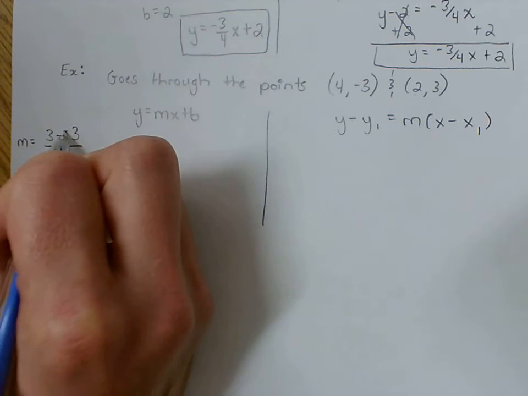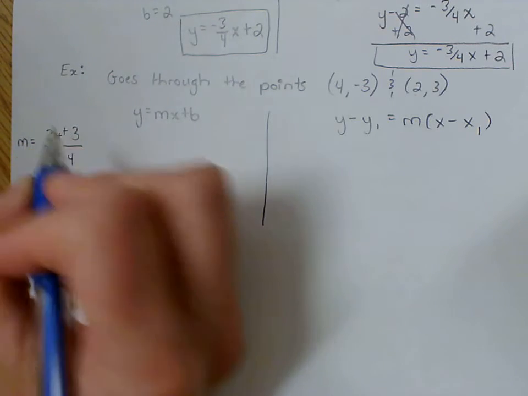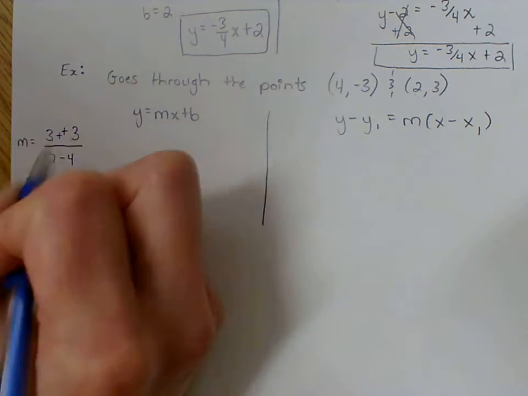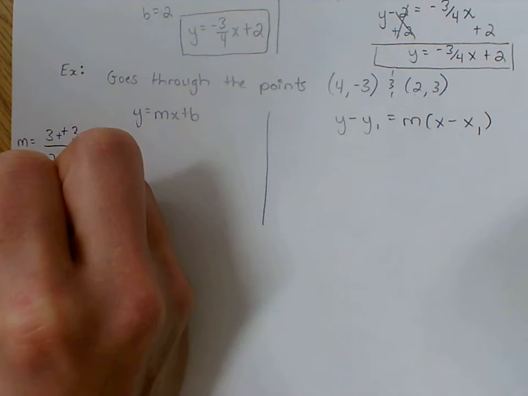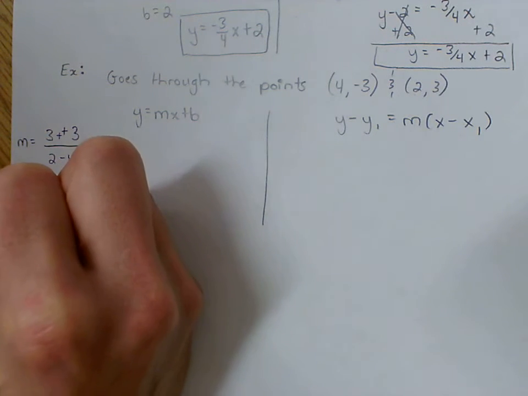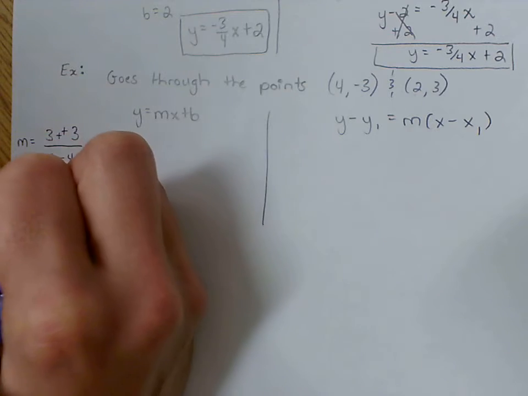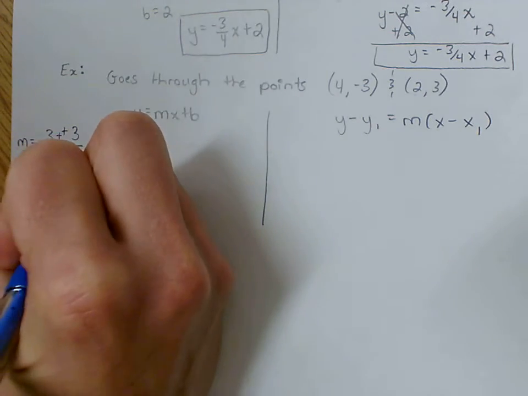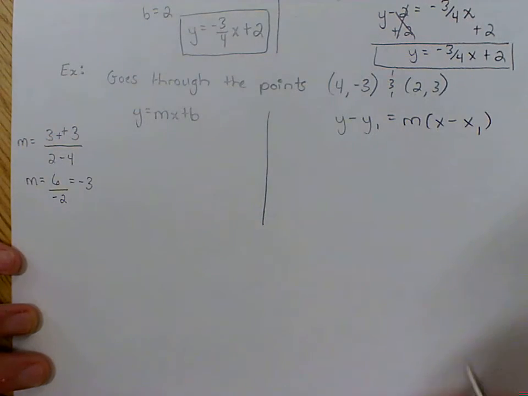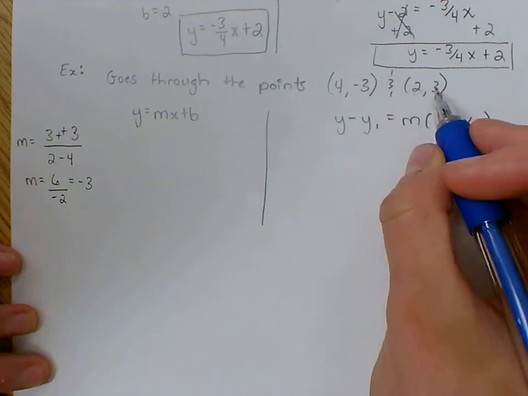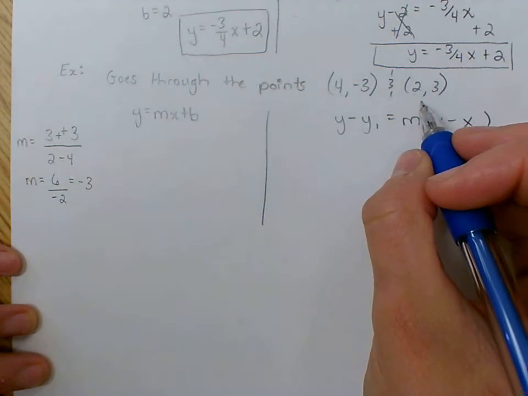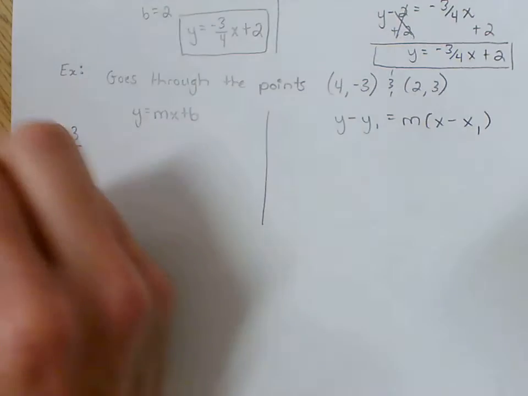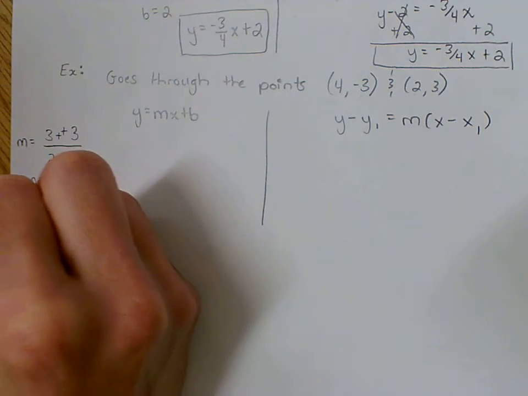So 3 minus a negative 3, that becomes plus a positive. So 3 plus 3 is 6. And then on the bottom I have 2 minus 4, which is negative 2. And that simplifies to be negative 3. So that's my slope. All right. And then again, you choose whichever point. That's positive, and so I like positive numbers, and so that's the point I'm going to use to plug in.